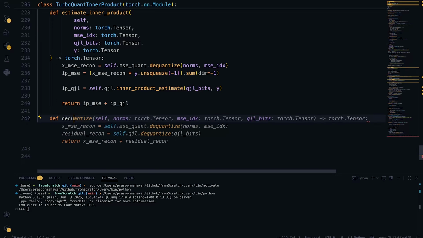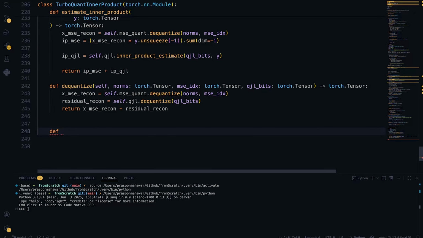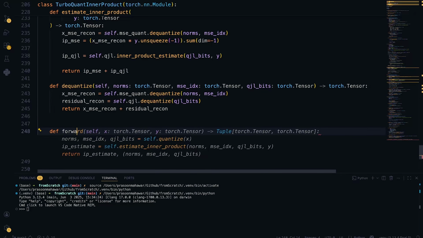Now for the dequantize method, we have, correct, self, norms, which is a torch tensor, MSE index and QJL bits, and it will return a torch tensor. It will have the MSE reconstruction, x MSE reconstruction, that is self.mse_quant.dequantize, and it passes the norms and MSE index. We have the residual reconstruction, that is self.qjl.dequantize with QJL bits, and we return the x MSE reconstruction plus the residual reconstruction. And finally, we have the forward method.